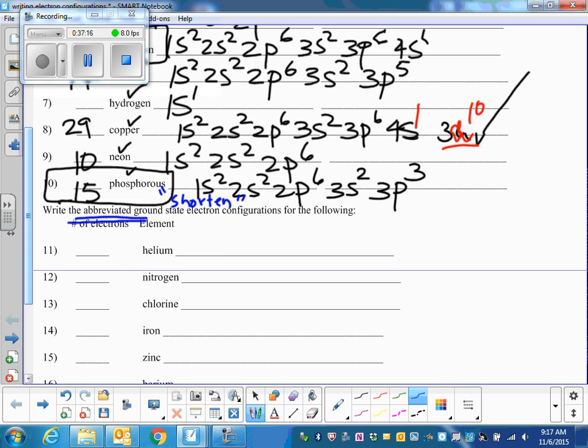You understand? It is also called noble gas configuration. That's the other word for abbreviated configuration. If they say write the abbreviated configuration or write the noble gas configuration, it is one and the same. Do you understand?